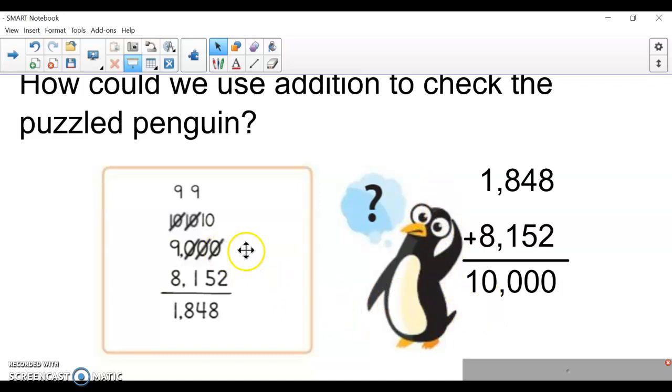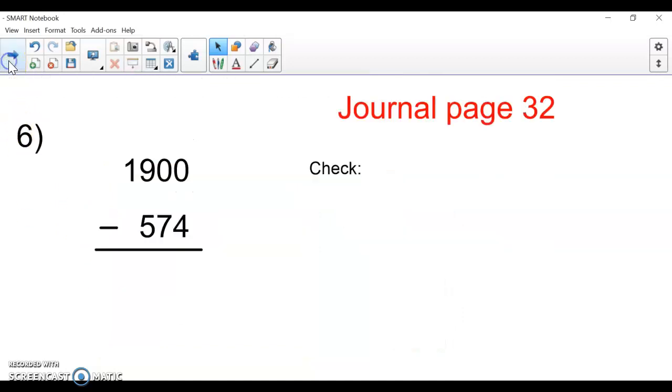So that tells us, since when we added, we came up with 10,000, either we did the addition wrong or we did the subtraction wrong over here. And if you look closely, we did do the subtraction wrong over here. See if you can figure out what puzzled penguin did to make that mistake. Anybody find it yet? Okay, right here. See if you can figure out in this column right here, that thousands column, what did he do wrong?